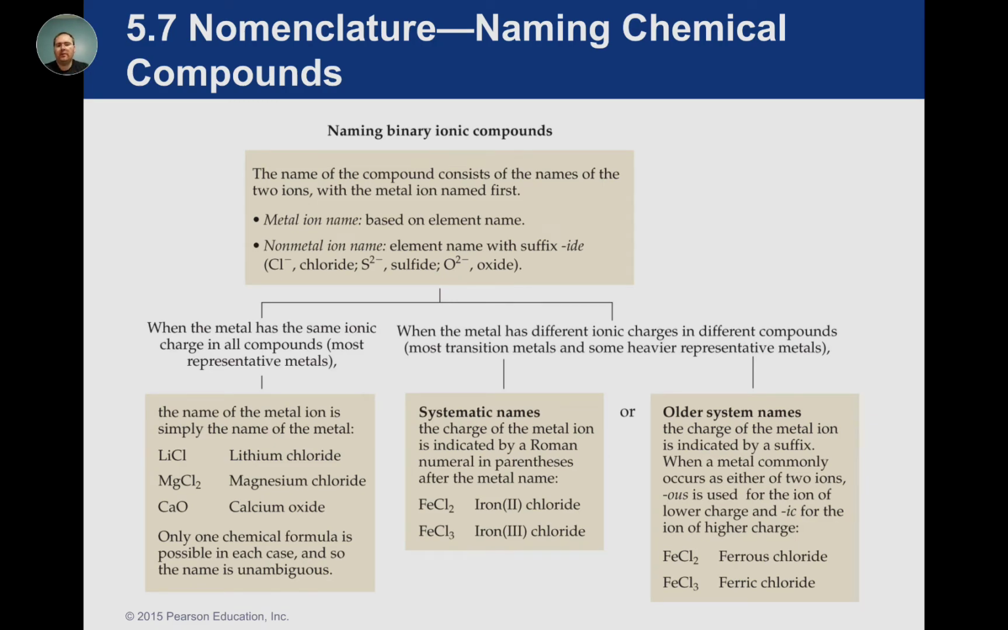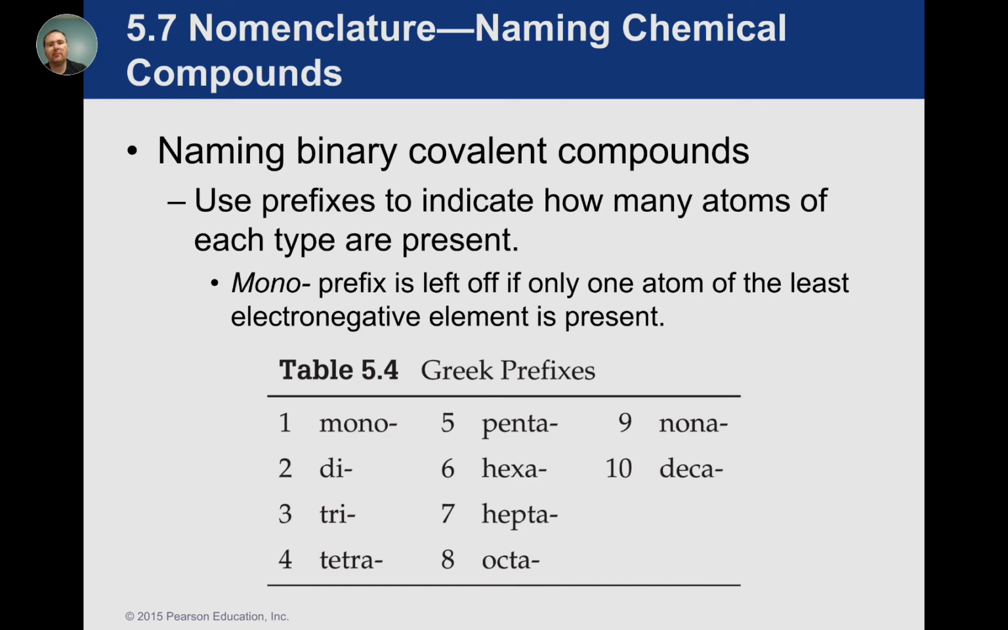So the take-home message here for binary ionic is first name, straight off the periodic table, unless you're a transition metal. Then you have to worry about Stock versus Latin names. The non-metal, always ending in -IDE. So that -IDE is a great takeaway, a great clue for binary.